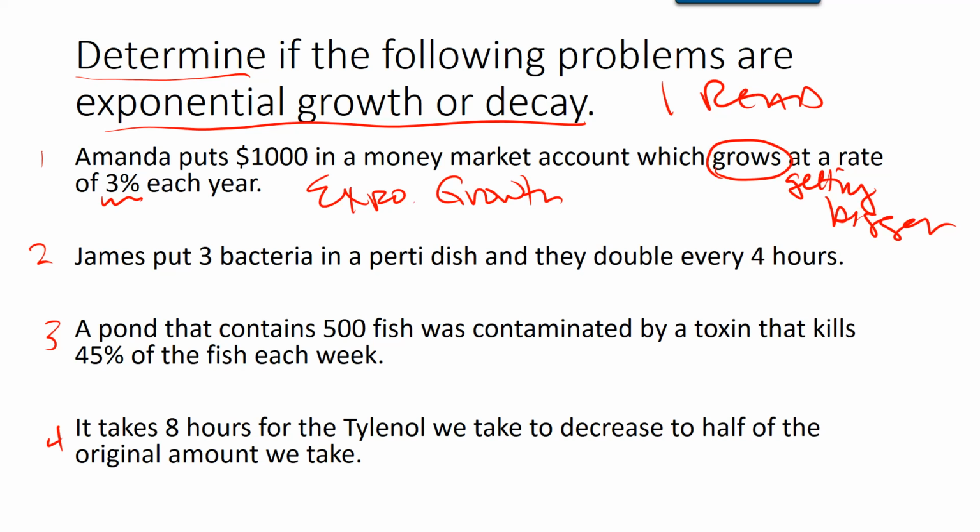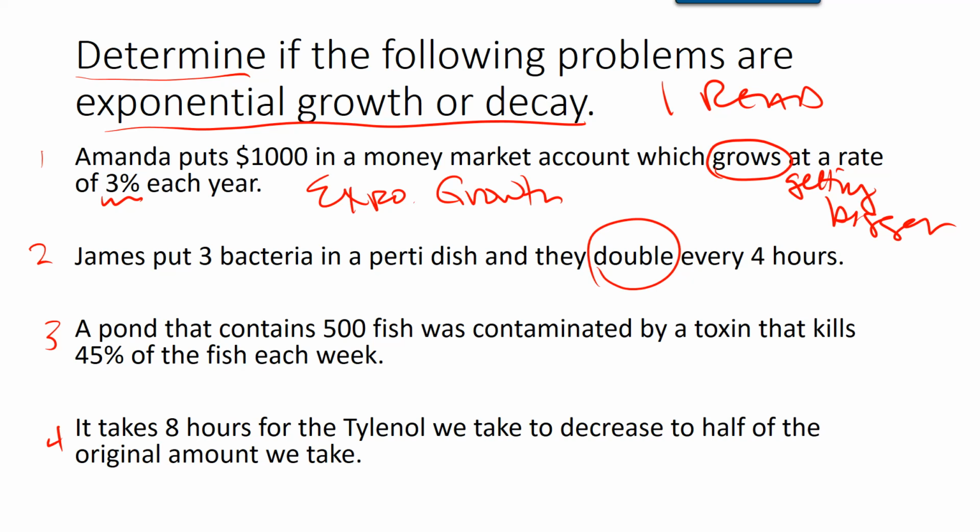Example 2, James put 3 bacteria in a petri dish and they double every 4 hours. Well, the key word here is double, and doubling means that it is growing. If I put 3 in there, that's where we start. After 4 hours, I'm going to have twice as many because it's going to double. I'm going to have 6. And then 4 hours later, I'm going to have twice that. I'm going to have 12.